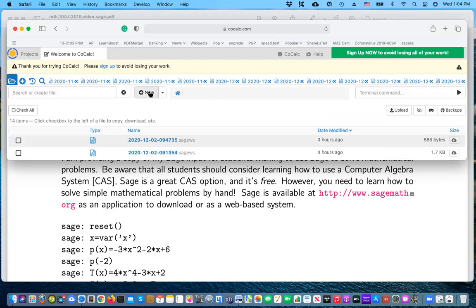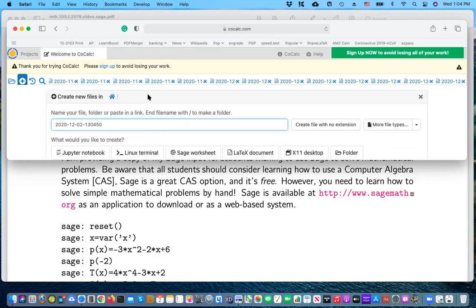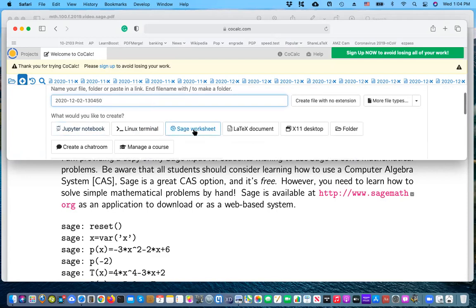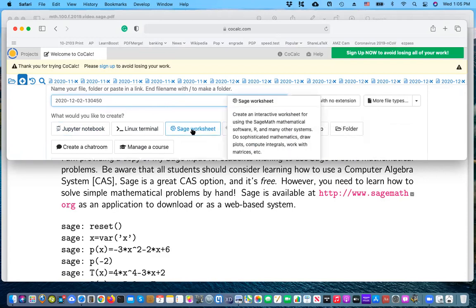I want a new document. I don't want to look over my old documents. I just want a new one. So I'm going to click New right here. All right. That's all I want to do. Click New. All right. When I do that, I have a bunch of choices on what kind of document to create. It's going to title it for me. Don't worry about that. I'm just going to call it a Sage worksheet right over here. All right.